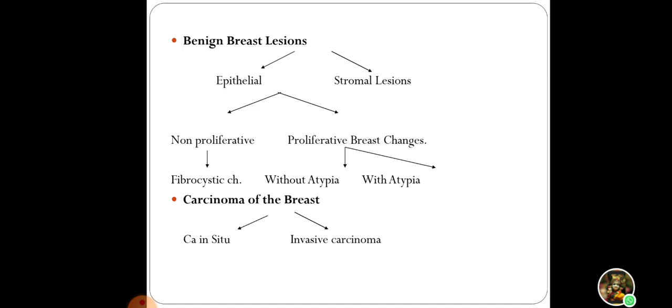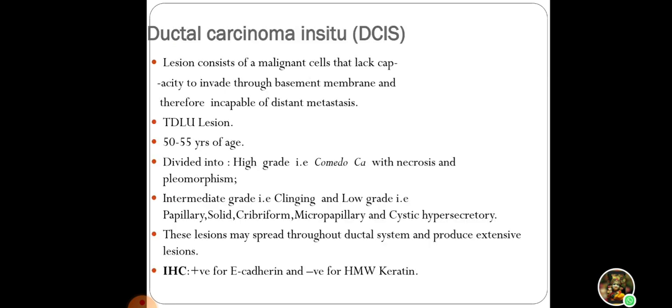What are the lesions? They can be benign breast lesions or carcinoma of the breast. Benign lesions can be epithelial lesions and stromal lesions. In epithelial lesions, you can have non-proliferative changes, which are fibrocystic changes, and proliferative breast changes, which can be without atypia and with atypia. The other is the malignant one, which is known as carcinoma of the breast, which includes carcinoma in situ and invasive carcinoma.